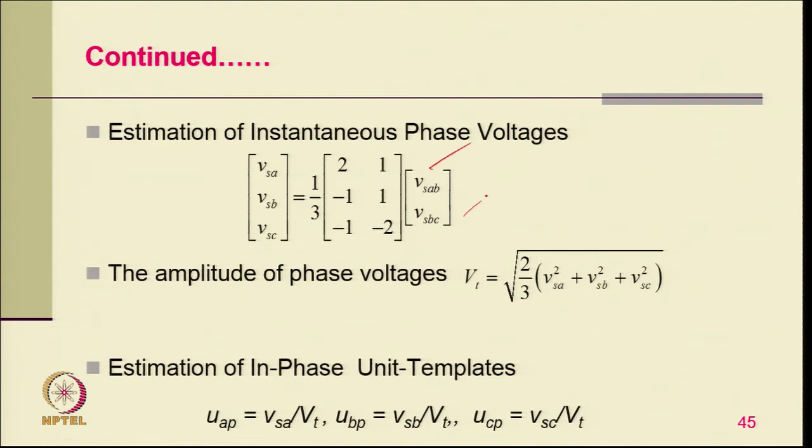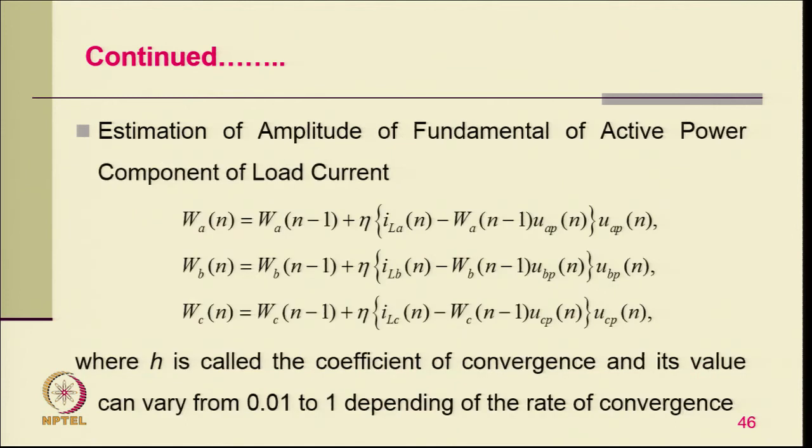And these are the typical equations. Because it is a 3 wire system, we sense only 2 line voltages and calculate the 3 phase voltages, and we calculate the amplitude from the phase voltage. Then the template for all 3 phases we calculate using these equations. And these are the equations for estimation of the fundamental active power component of the load current from this orthogonal line. Here only this coefficient is important, and it gives a very fast extraction.